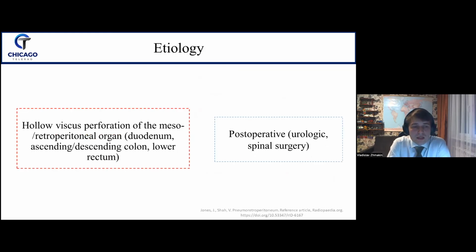So the causes of pneumoretroperitoneum are hollow viscus perforation, again of an organ that has a strong connection with the retroperitoneal space, for example the duodenum, ascending or descending colon, or lower rectum, or cases of postoperative pneumoretroperitoneum, especially after urologic or spinal surgery.